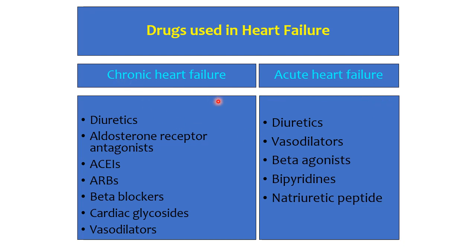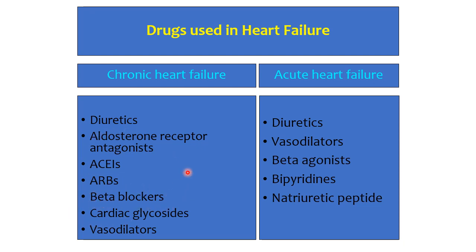And in chronic heart failure, in addition to treating the symptoms, we also have to slow the progression of disease. We don't want the remodeling to happen. Fine. So what we do, we can use diuretics. In mild cases, we would use thiazide diuretics, of course. We can use aldosterone receptor antagonists, ACE inhibitors, ARBs, beta blockers.